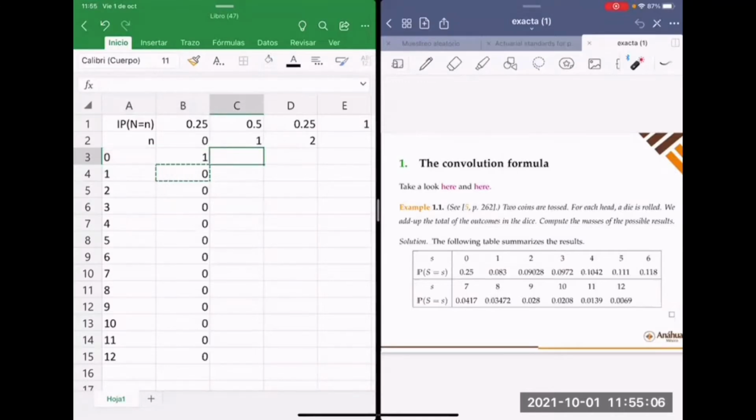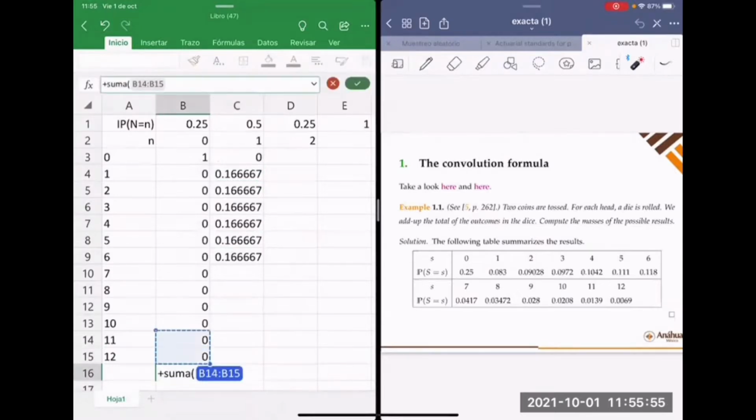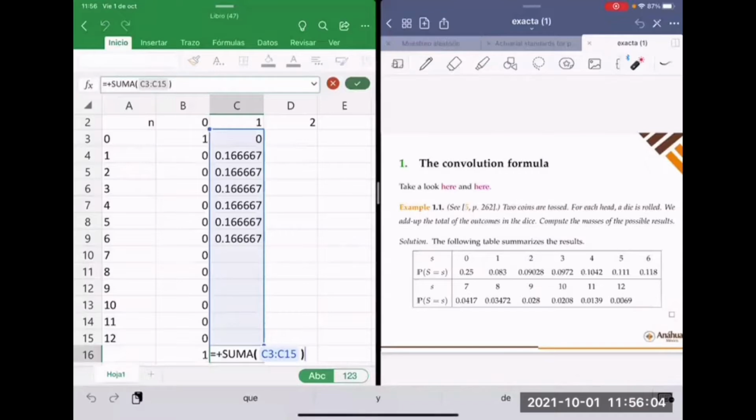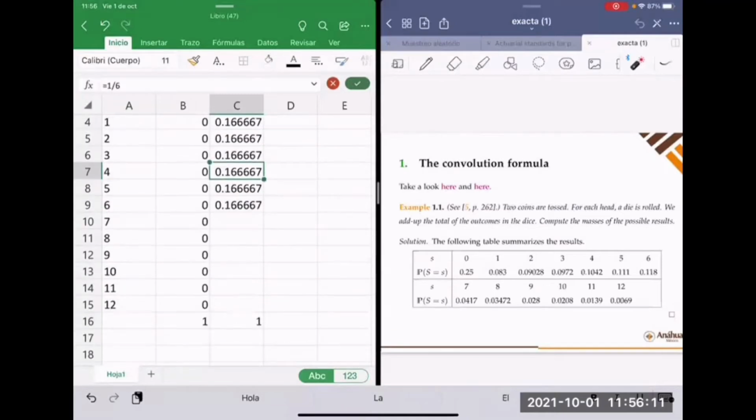Things begin to become a little bit more interesting when we have to roll 1 die. In that case, the probability of obtaining a 0 is just 0. But what is the probability of obtaining a 1 when you roll 1 die? The probability of getting a 1 is 1/6, and that is the same for all the others. The sum of all these results should be 1, and as long as we have that, we're fine and we are going places.